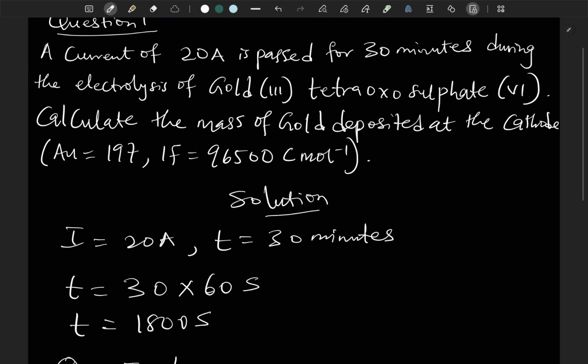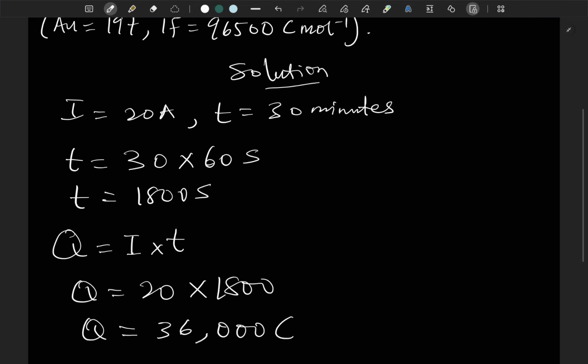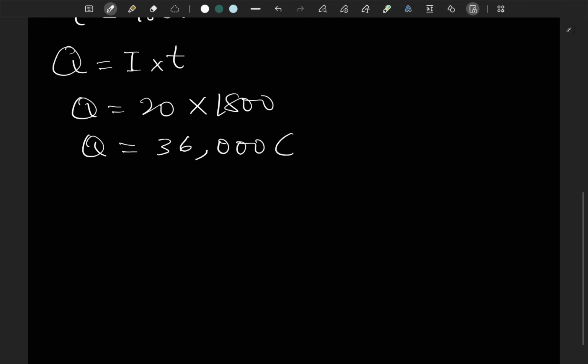Now how do we calculate the mass of gold deposited by these 36,000 coulombs of electricity? Now we have to set up the reduction equation for gold, to know the amount of electricity required to deposit 1 mole of gold. Then we use stoichiometry to determine the mass deposited by 36,000 coulombs.